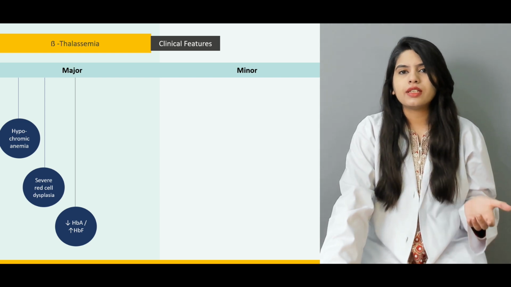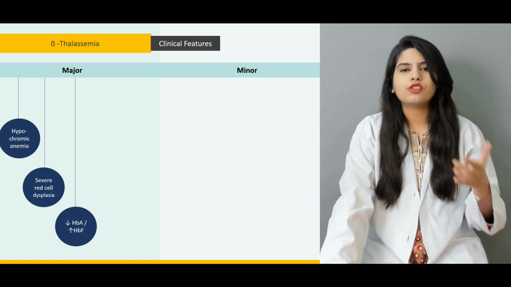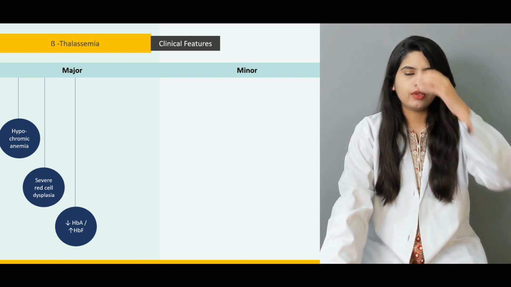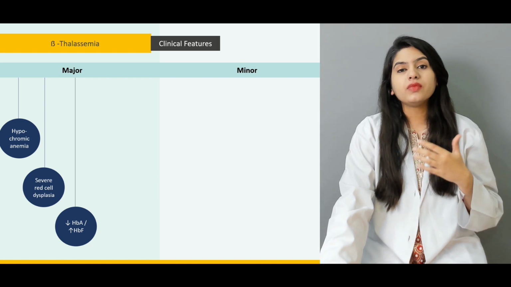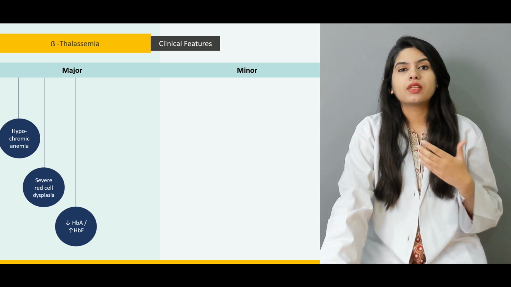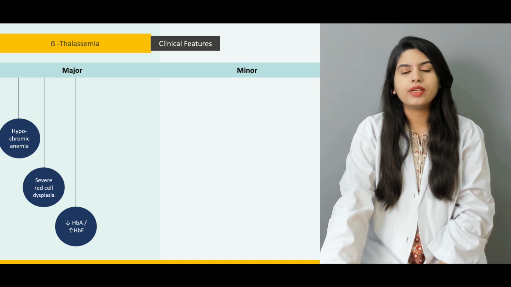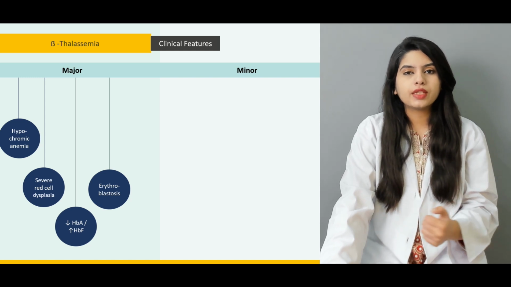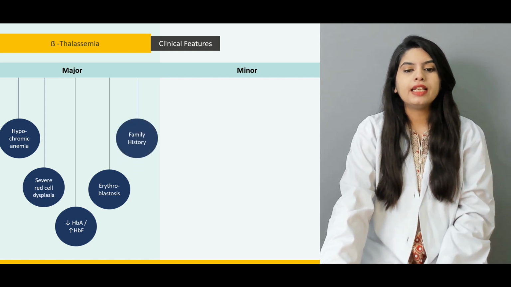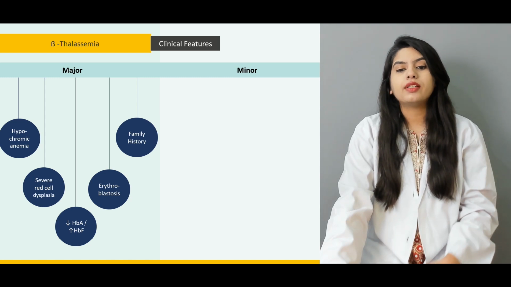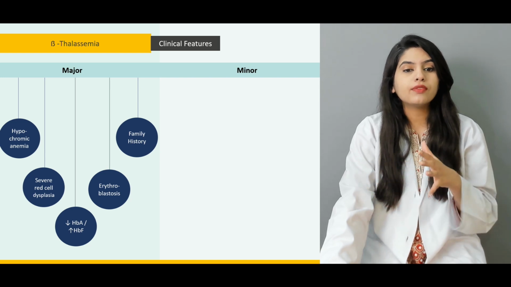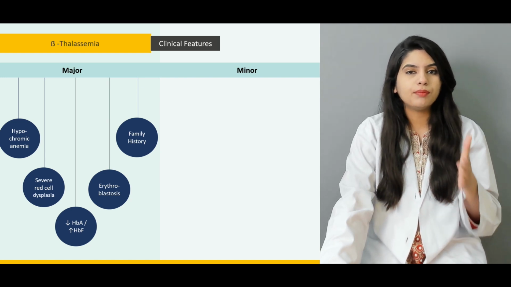And we have just studied that when this level increases, the tissue oxygenation will decrease, and the binding of oxygen will only increase. That will lead to an increase in the erythropoietin hormone and erythropoiesis. There will also be erythroblastosis, the formation of abnormal red blood cells, and there is a prominent family history in case of thalassemia major.